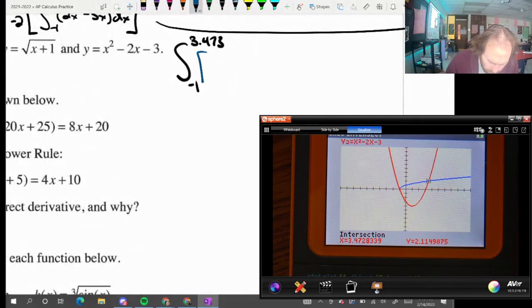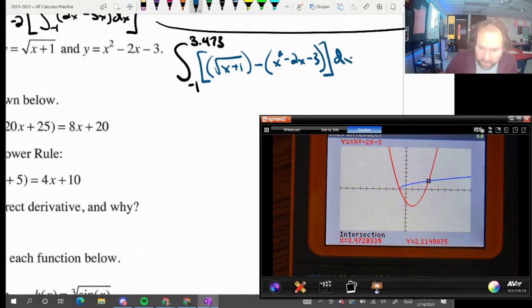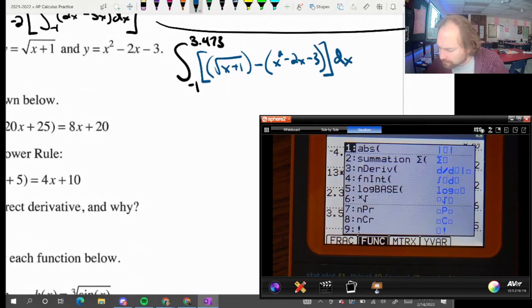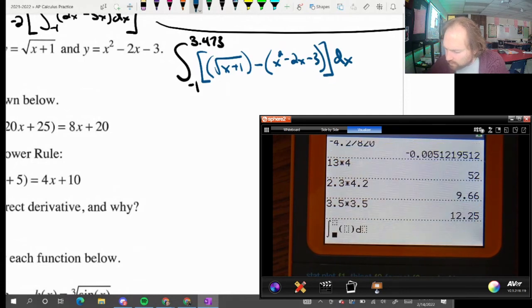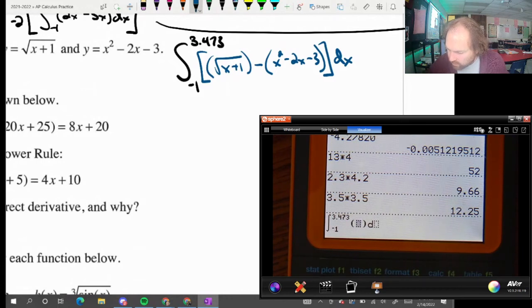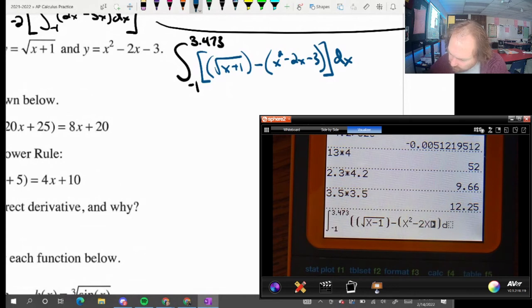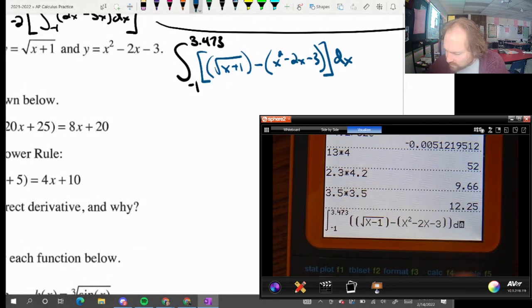A big, fat square bracket. Square root of x plus 1 is the first chunk, minus x squared minus 2x minus 3 is the next chunk, dx. That's the integral that we're going to have the calculator evaluate for us. So let's go for it. So the integral from negative 1 to 3.473 of, open parentheses, square root of x minus 1, close parentheses, minus, open parentheses, x squared minus 2x minus 3, close parentheses, dx.